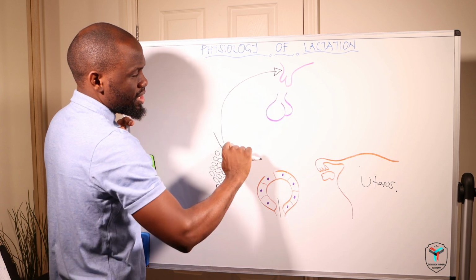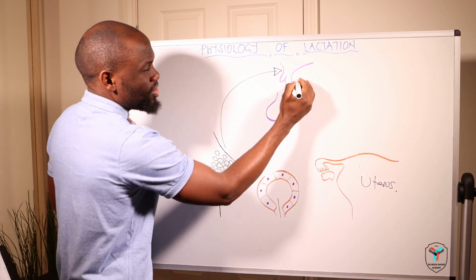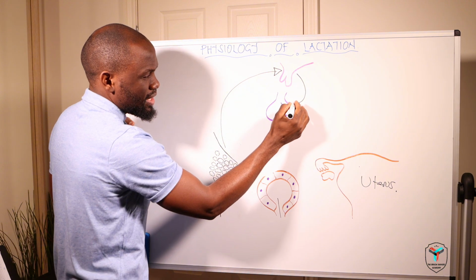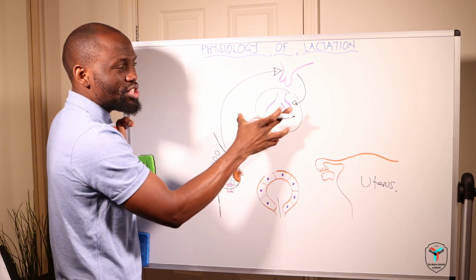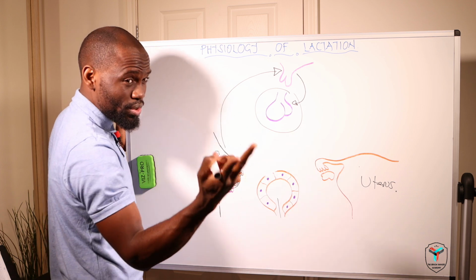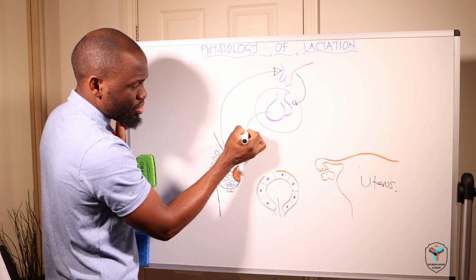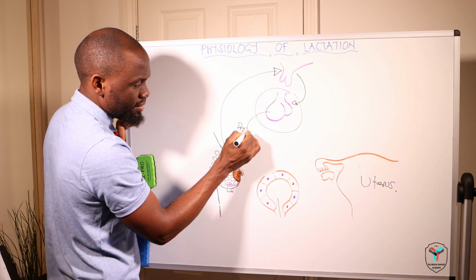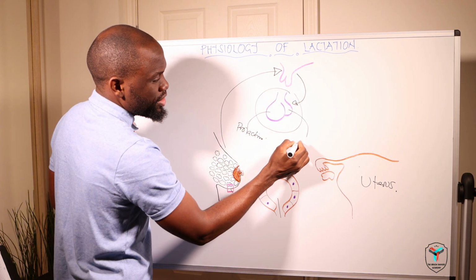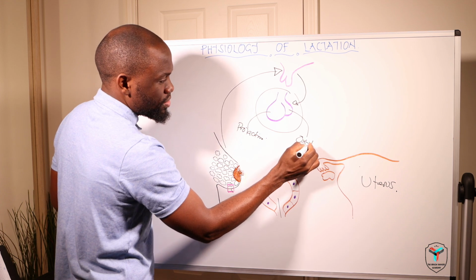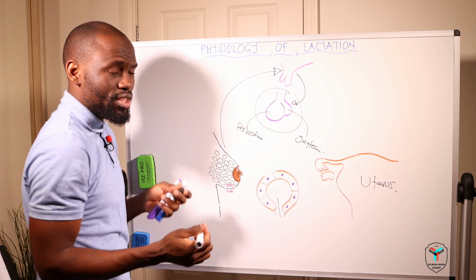So once the signal has gone to the hypothalamus, it is going to cause the pituitary gland, the whole gland here, to be stimulated to produce two important hormones, meaning that the anterior aspect here is going to produce prolactin, and then the posterior aspect is going to release oxytocin. Now I'm saying release because it does not produce the oxytocin.